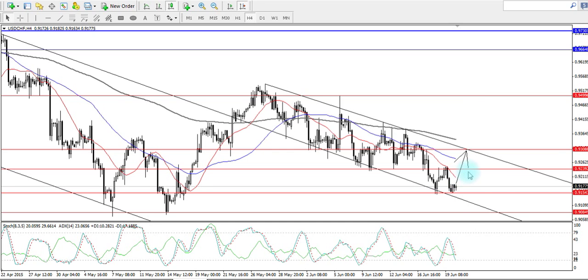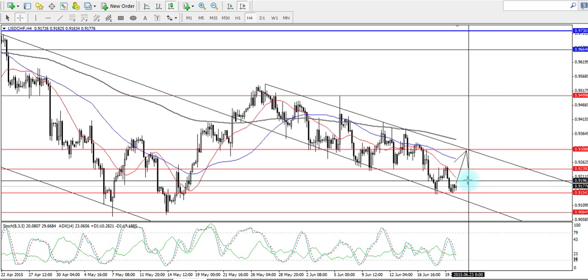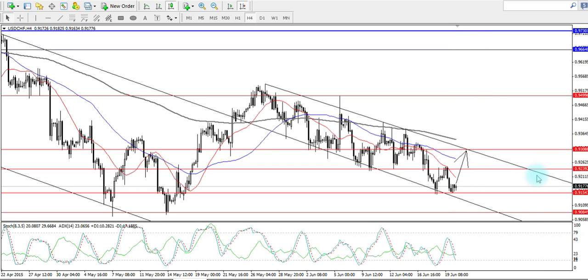Therefore, we are expecting price to appreciate further all the way to the resistance level at 0.9239 as the first level, and of course followed by 0.9308, and also the falling trend line itself as a key take profit level. So that's for the dollar against the Swiss franc.